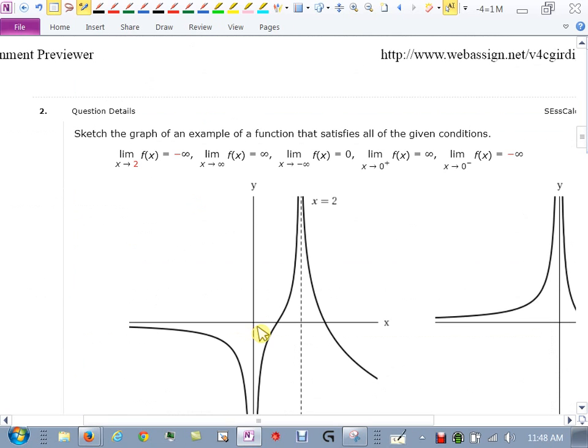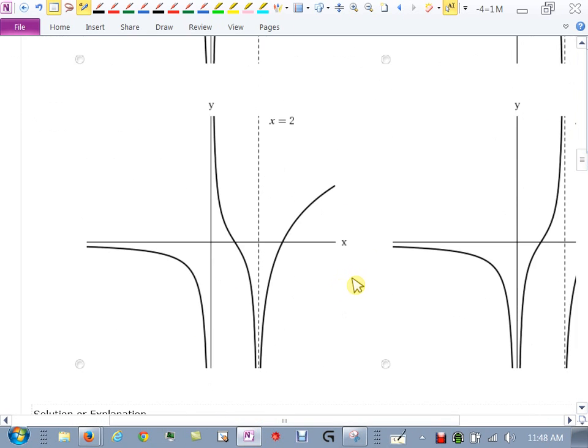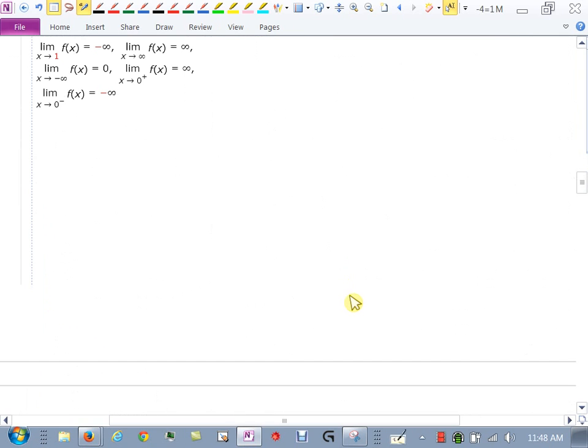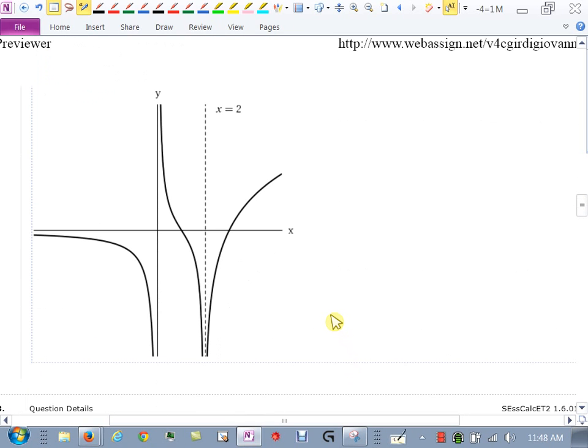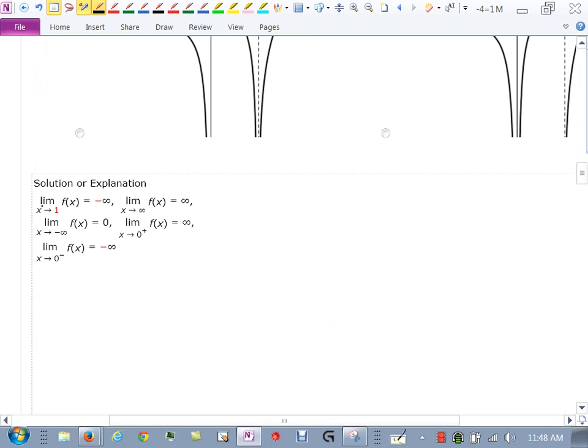Next question. Sketch the graph of an example of a function that satisfies all of these conditions, and it's multiple choice. But let me just get to the picture of the answer here. So we'll do these one condition at a time. We want the limit as x approaches 1 to go to negative infinity.